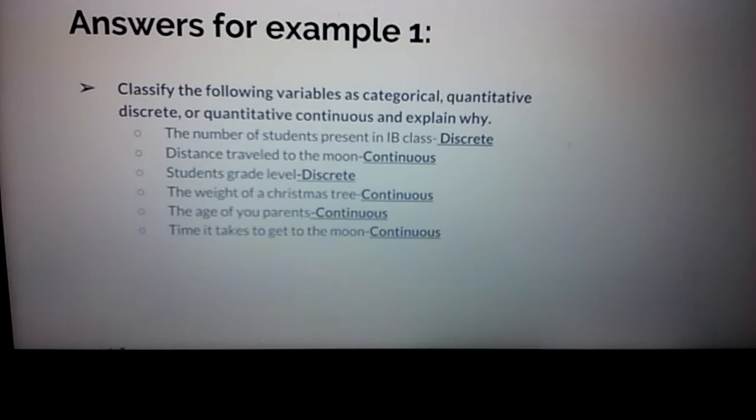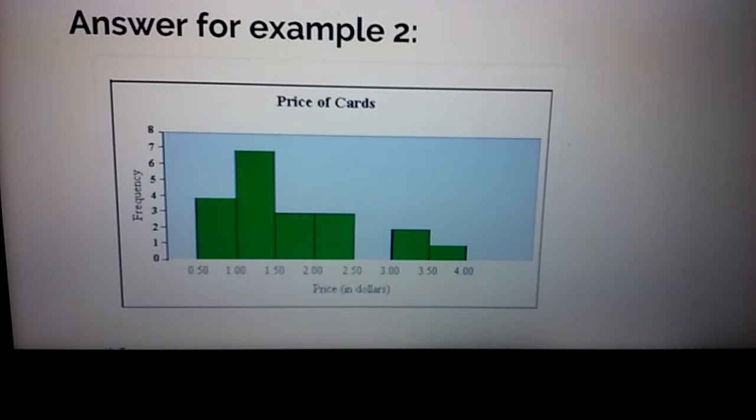Oh, I did not realize I had that twice. Oh wait, no, that's different. Sorry. So the time it takes to go to the moon, it could be 20 minutes with 5 seconds, or an hour and 30 minutes, which makes it continuous.